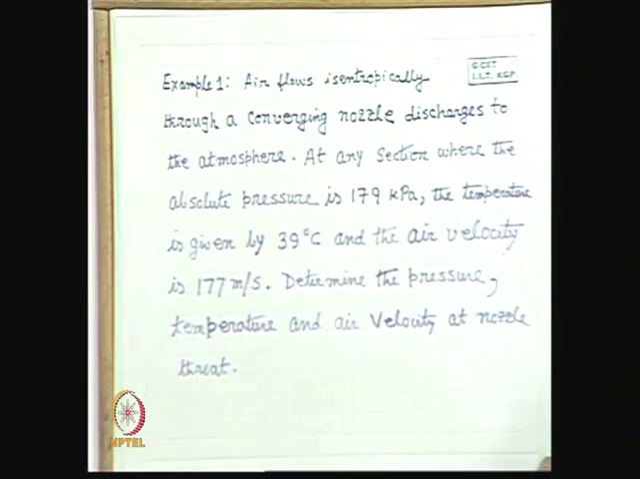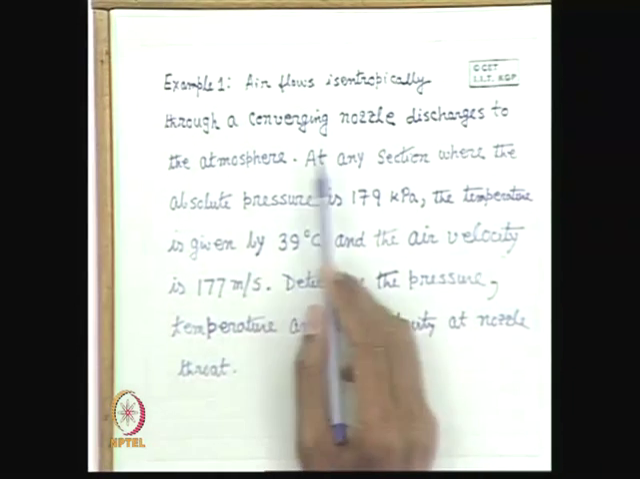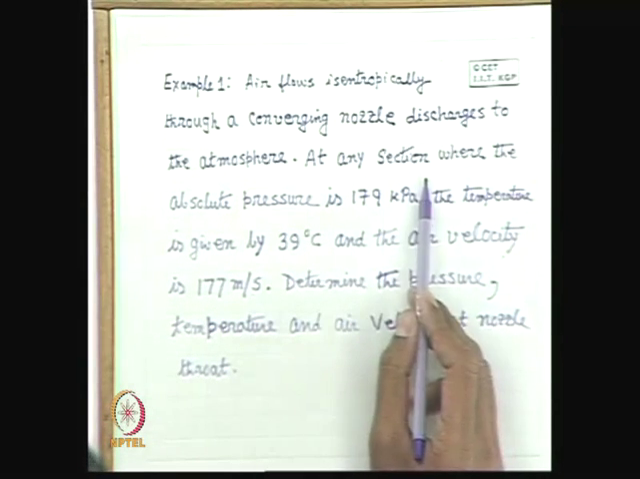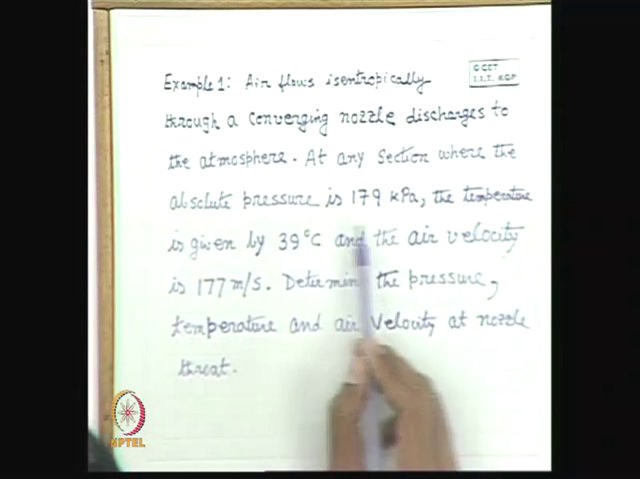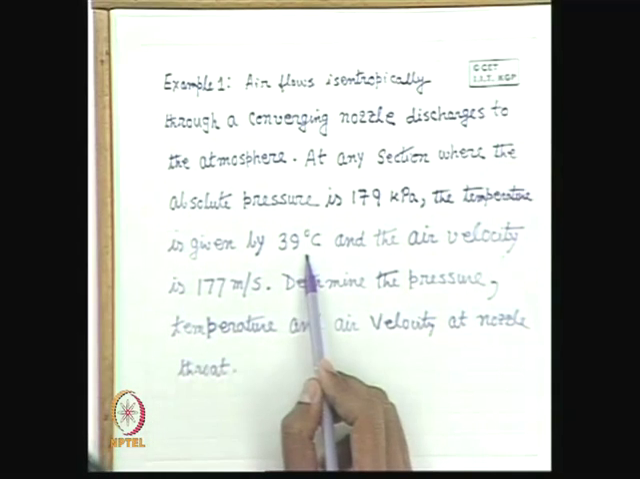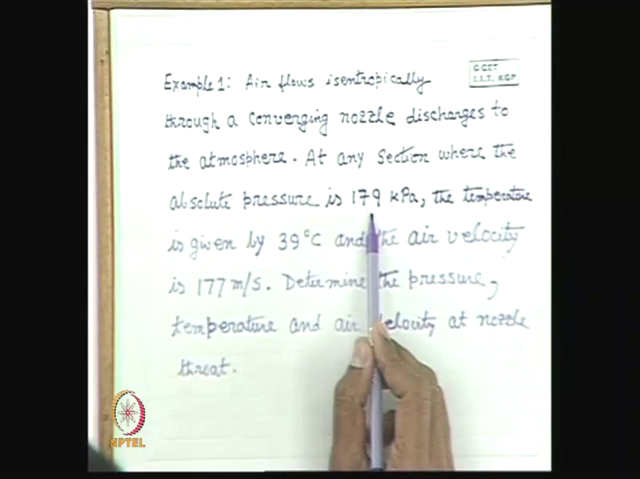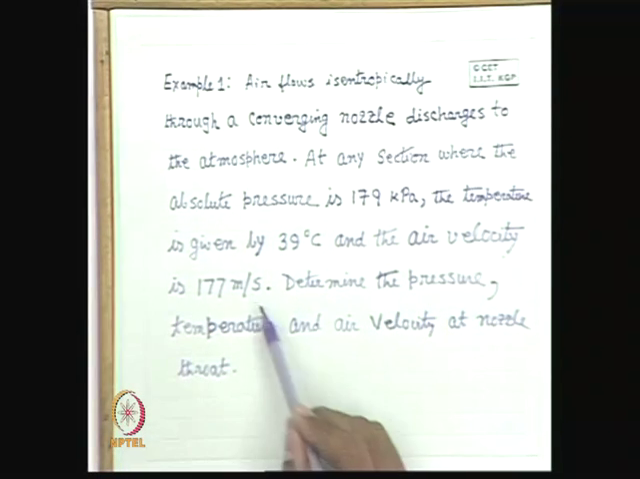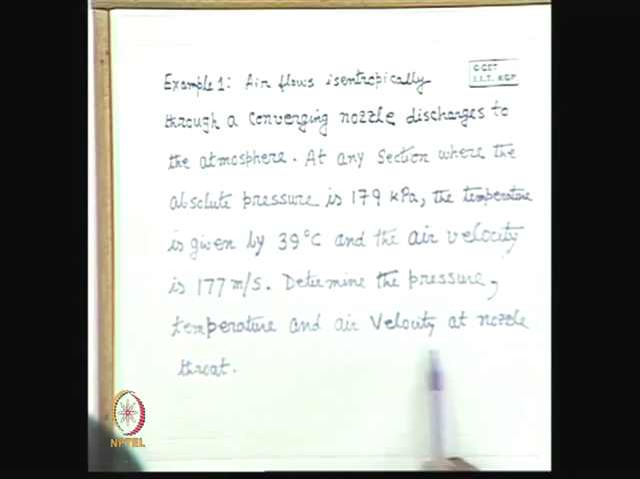Okay, so again, I read the problem. Air flows isentropically through a converging nozzle and discharges to the atmosphere. At any section where the absolute pressure is 179 kilopascals, the temperature is 39 degrees Celsius, and the air velocity is 177 meters per second at that section. Determine the pressure, temperature and air velocity at the nozzle throat. It is a very simple problem and a straightforward application.